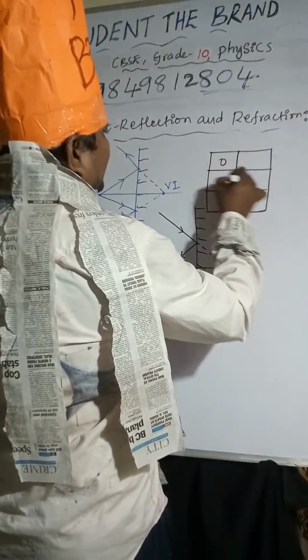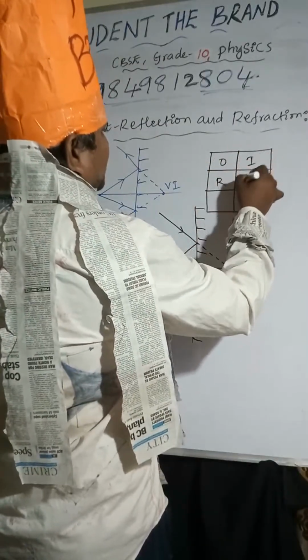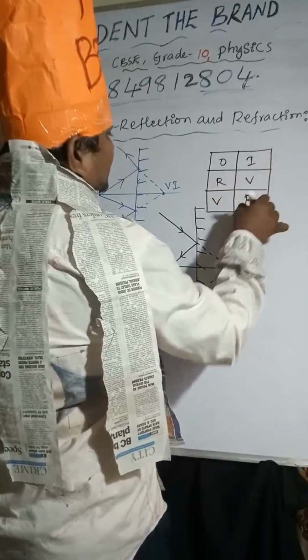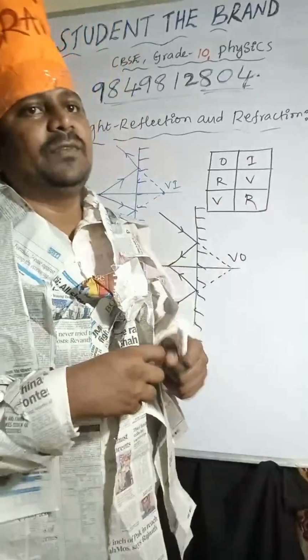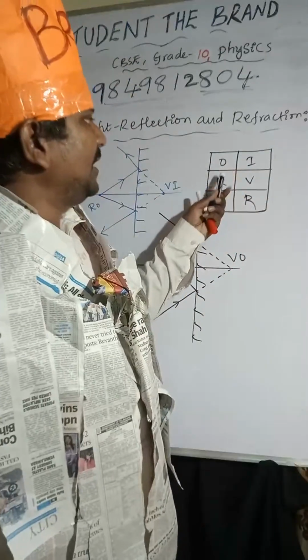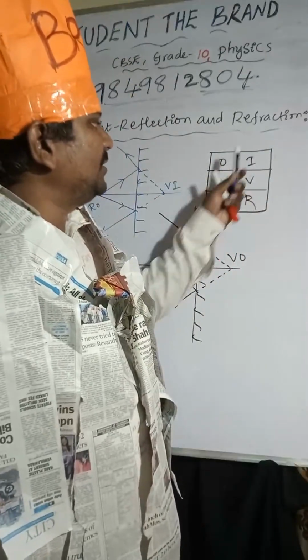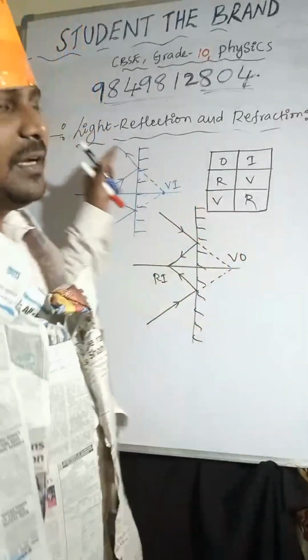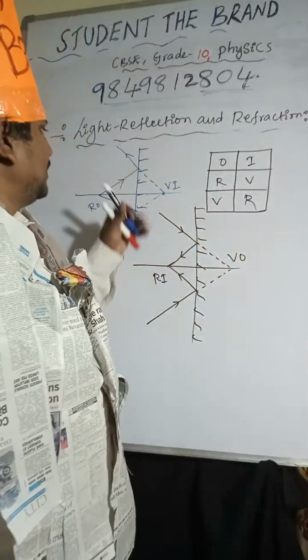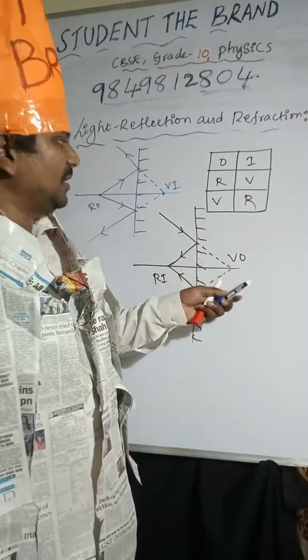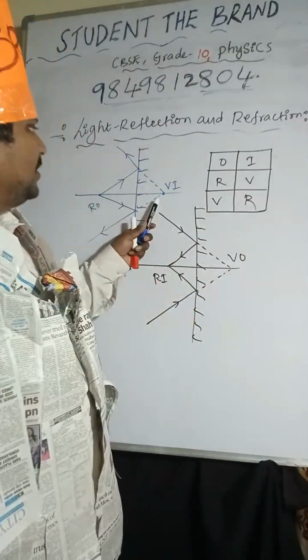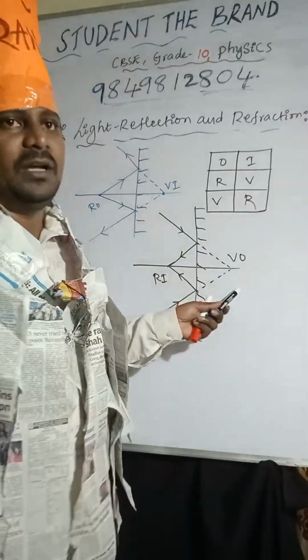Object is real, image is virtual. Object is virtual, image is real. So by concluding from these two diagrams: real object and virtual image, real image and virtual object.